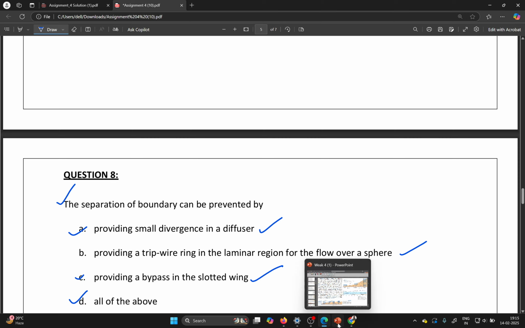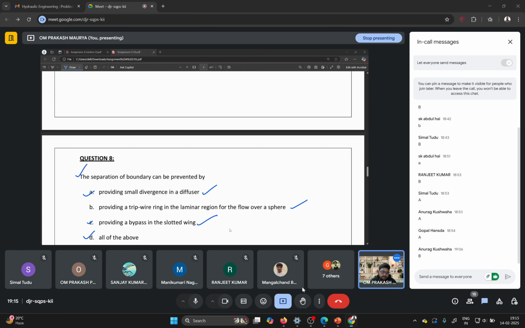Everyone please, try to give the answer for question number 8. Separation of boundary layer can be prevented by.